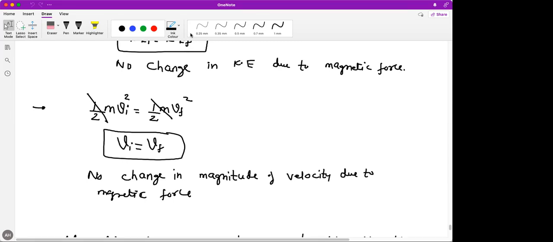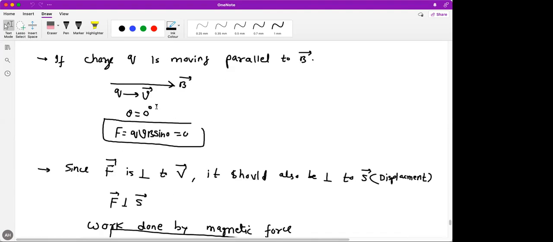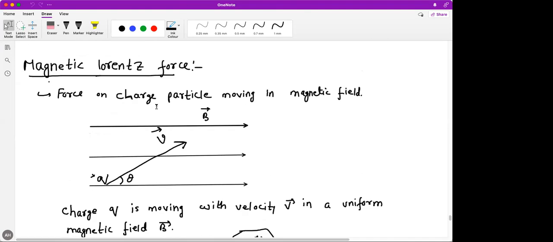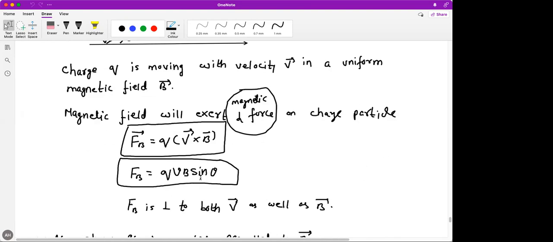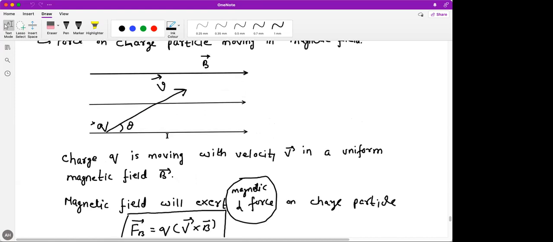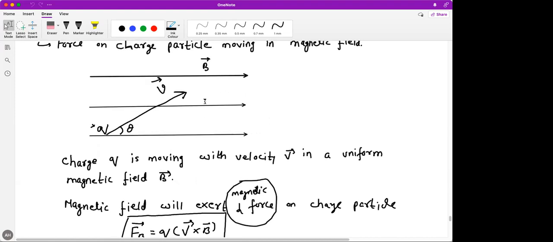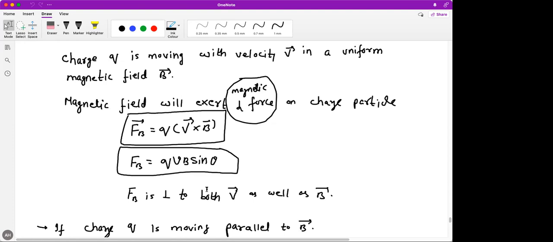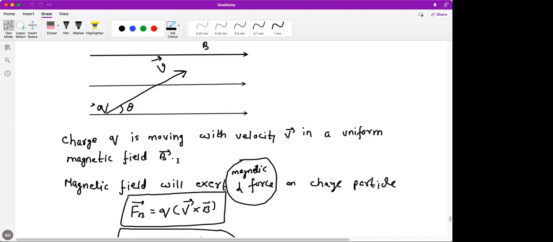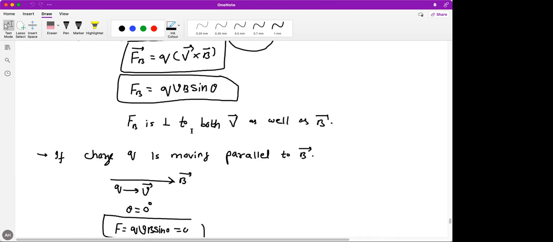Yes, sir. So up to the last class, we were doing magnetic Lorentz force. This is the expression of magnetic Lorentz force: F is q(v cross B), qvB sin theta. If a charged particle is moving with a velocity v in a magnetic field B, this charged particle will experience a force known as magnetic Lorentz force. And this force is perpendicular to both the velocity of the particle and the magnetic field.